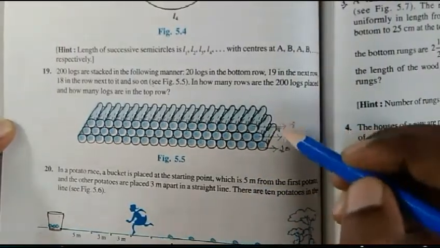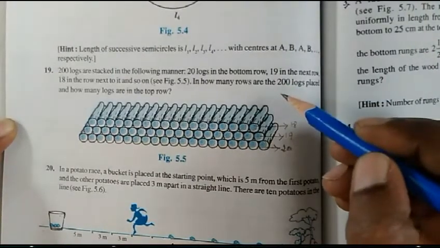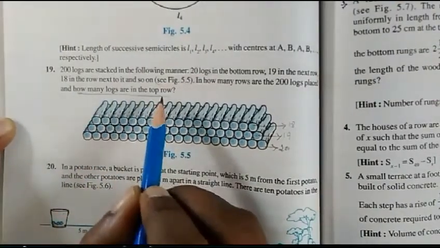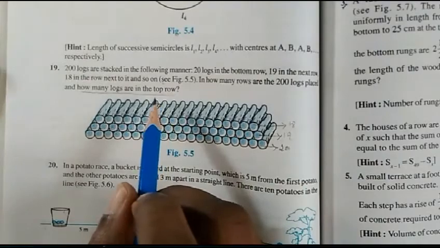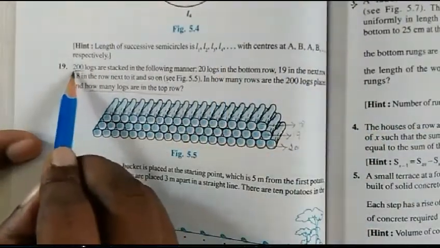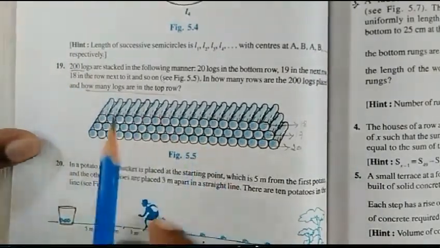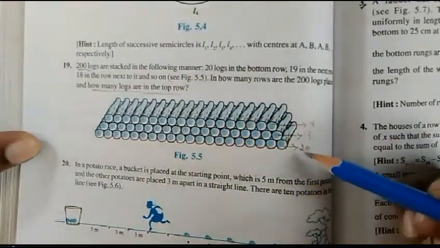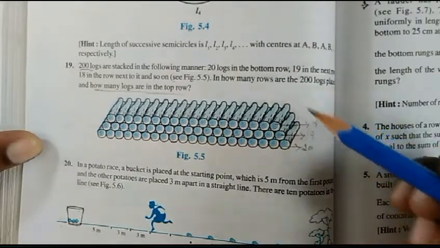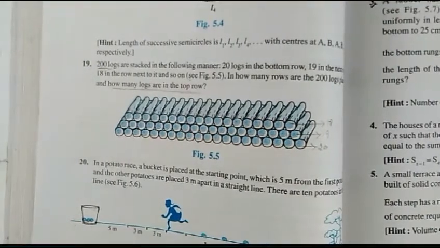So we have to find out how many logs will be there on the top row. And also how many rows in total will come, because there are 200 logs in total. We have to find out, if we arrange in this manner, how many rows will come, and on the top row how many logs will be there. So that's what we have to find out. I hope this question is clear to you.